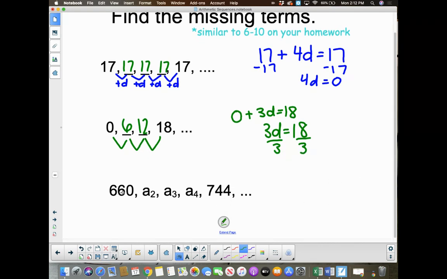This is another way they can say it. Notice how this is our first term. They're asking you for the second term, the third term, the fourth term, and then this is our fifth term. So go ahead and try that one out.